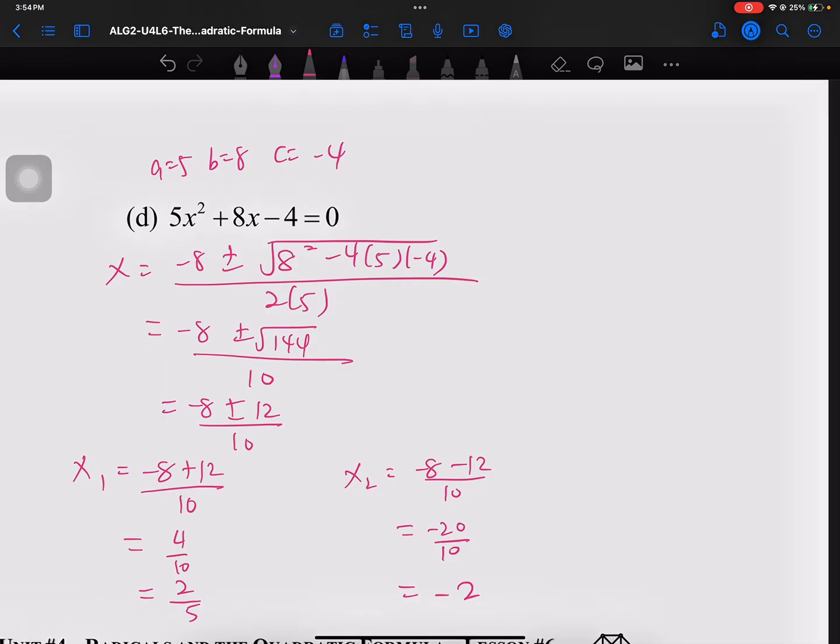So remember that when the discriminant, b squared minus 4ac, is a perfect square, we get nice rational answers like this: negative 2 and 2 over 5. But when the discriminant is not a perfect square, we keep the square root and write the answer like 4 plus or minus root 3. So the quadratic formula works for all of them as long as we go slowly and simplify carefully.